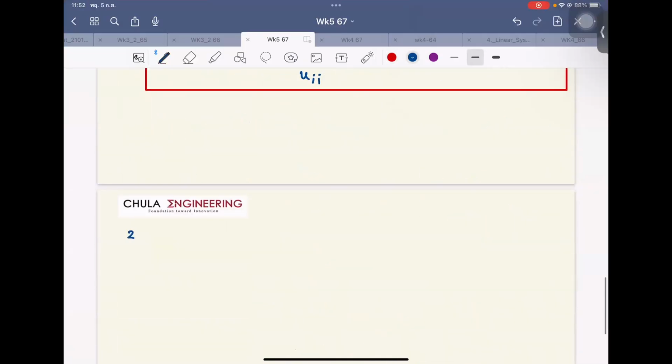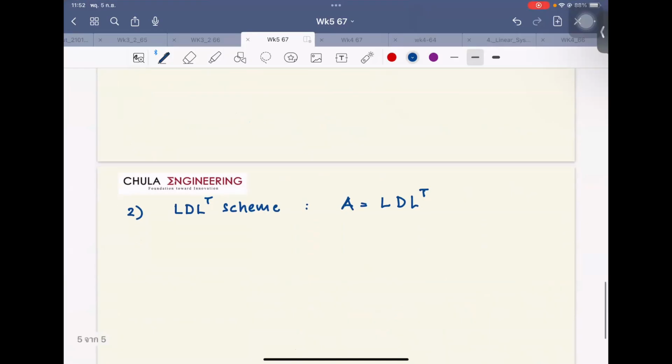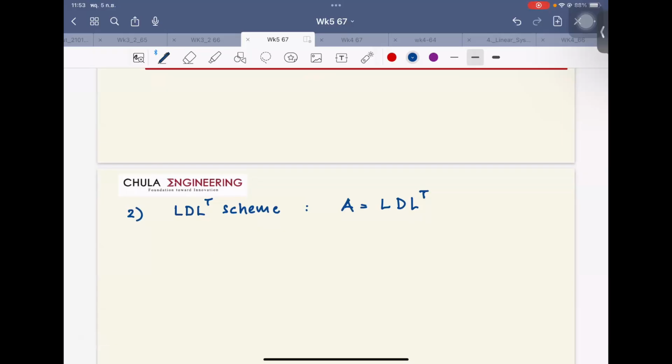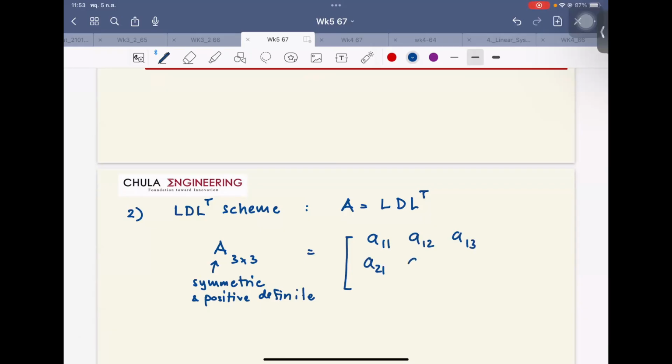The first is the square root scheme. The second, we call the LDL transpose scheme, and we can decompose A into L D L transpose. We will consider the matrix A. For illustration, I will use a 3x3 matrix A. And remember that A is symmetric and positive definite. My matrix A: A11, A12, A13, A21, 22, 23, 31, 32.